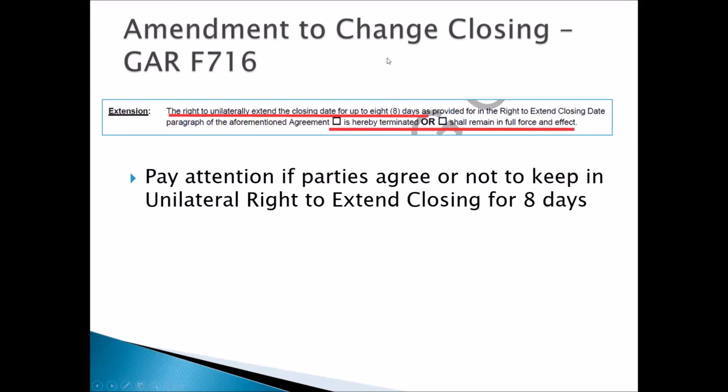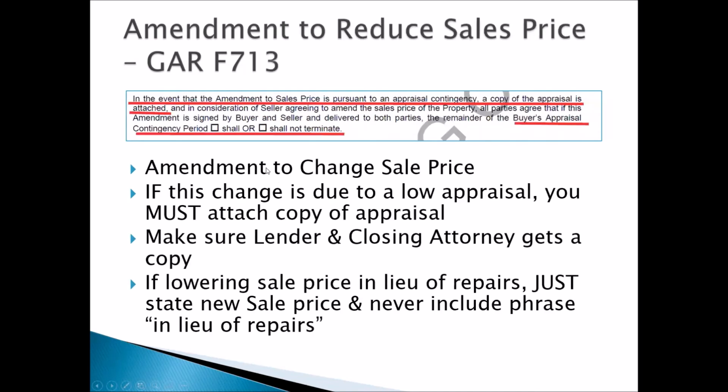On an amendment to change the closing date, this is a section in there. You can negotiate, if you are changing the closing date by agreement, by amendment, whether that 8-day unilateral right to extend is still in effect or is terminated. So make sure you pay attention to that. Generally speaking, if you have to extend the closing date, you want to do it by amendment as often as possible and use the 8-day unilateral as a last-ditch effort, because it can only be used one time per contract. Not one time per side, but one time per contract.